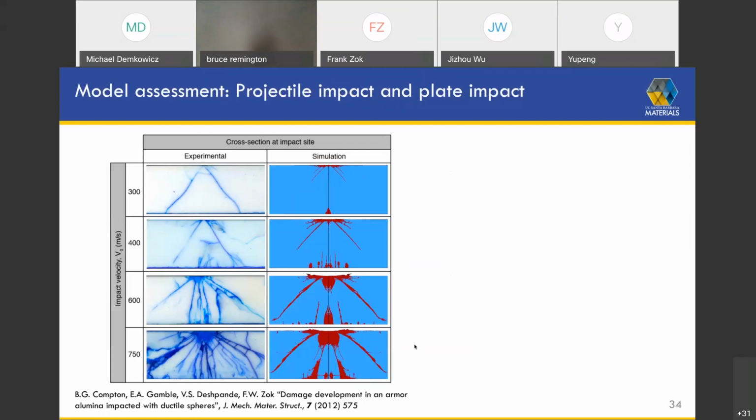Okay, we have another question from Bruce Remington. Would it be useful to study a ramp compression experiment on ceramics to high peak pressures and strain rates? For example, greater than 100 GPa and greater than 10^6 or 10^7 per second.